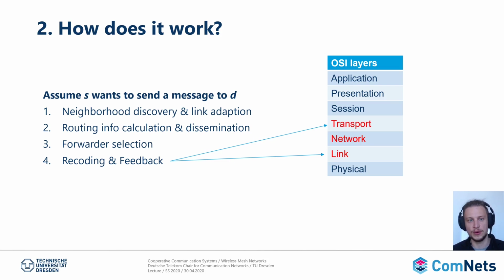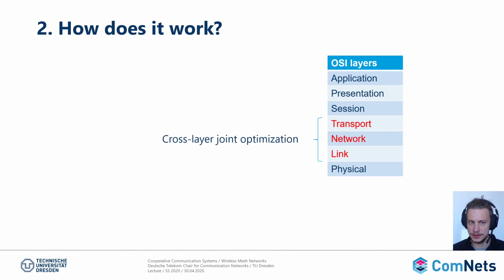The situation is a little bit more complex for the 4th task, for feedback and recoding. So feedback can be link local only, so only from direct neighbor to direct neighbor, but could also be end-to-end, so over multiple hops, where it would be transport layer feedback, like TCP, for example, does in the internet. Also, the recoding plays a part here, but I'll talk about this later, as I said. So a mesh protocol might now use information from different layers to optimize its performance. And we could call this a cross-layer joint optimization, which is taking place.